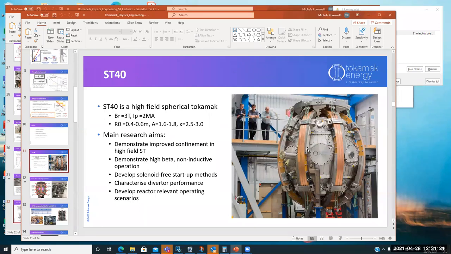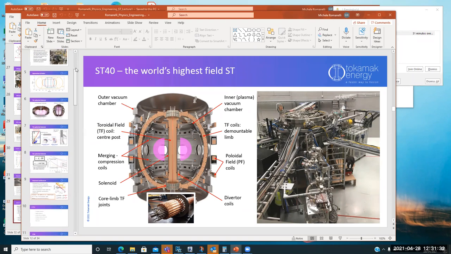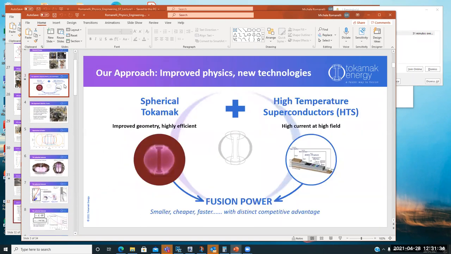So this is the inner vacuum vessel, and then you see nicely the toroidal field coils. Are they in copper? Yes. As I was explaining at the beginning, we have this strategy in which we are developing the high temperature superconductors separately from the physics of the spherical tokamak. So we have a copper device in which we explore a high field operation in a spherical tokamak.